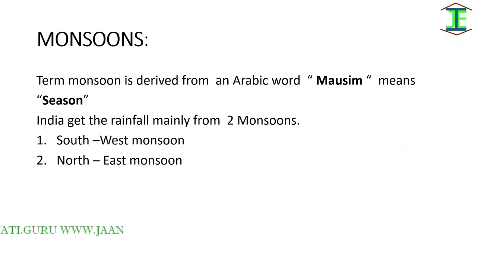Next, monsoon. First, what is monsoon? Monsoon is the seasonal change in atmospheric circulation and precipitation associated with the asymmetric heating of land and sea.